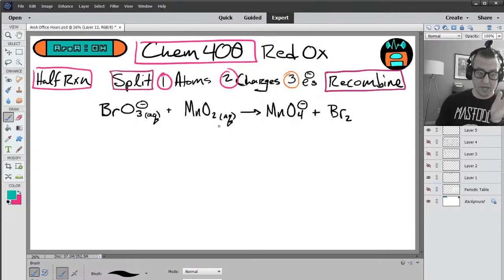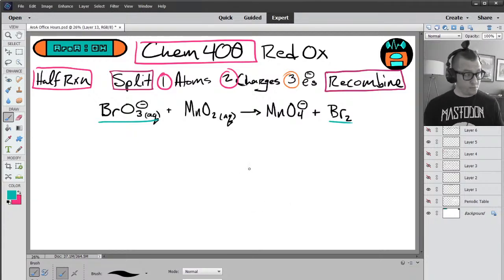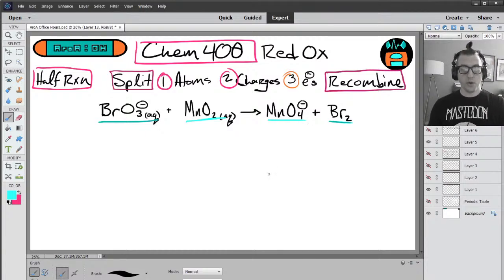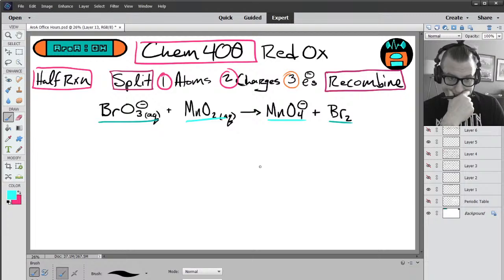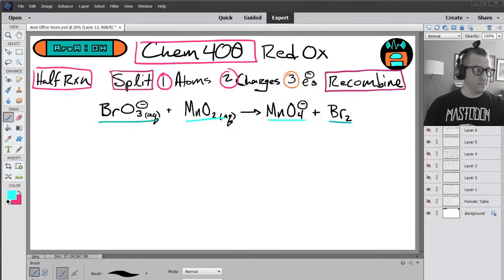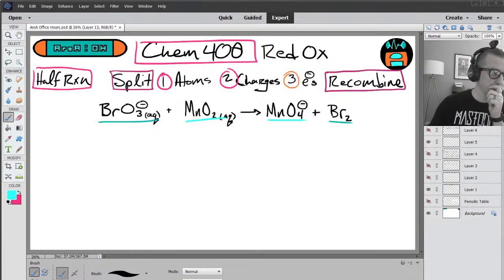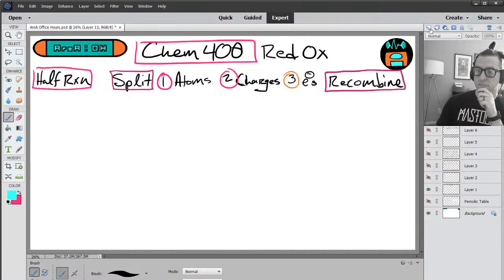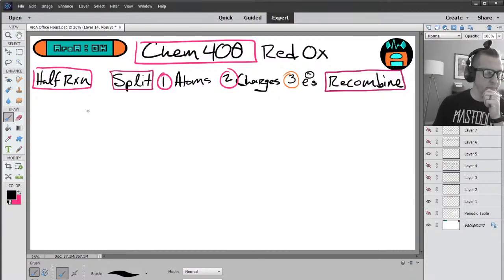So the first thing that we got to do is we have to split this reaction up into half reactions. One half reaction will be bromate becoming bromine. The other half reaction will be the reaction in which manganese 4 oxide becomes permanganate. Okay, I was just making sure that everything's going to work out. And it will. So let's go ahead and dive in. We'll do the manganese half reaction first.